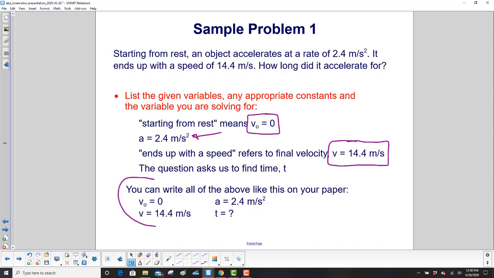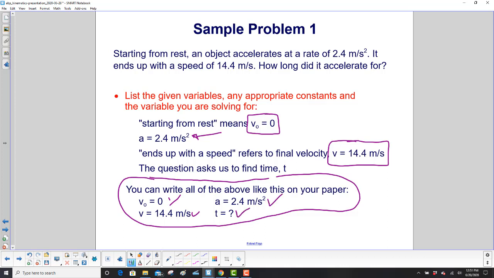So you can write them on your paper or your screen, however you're doing this. v0 is 0. v is 14.4 meters per second. Here's your acceleration, and time is equal to, well, that's what we're going to figure out.